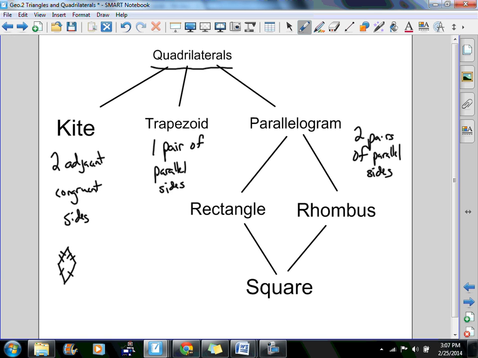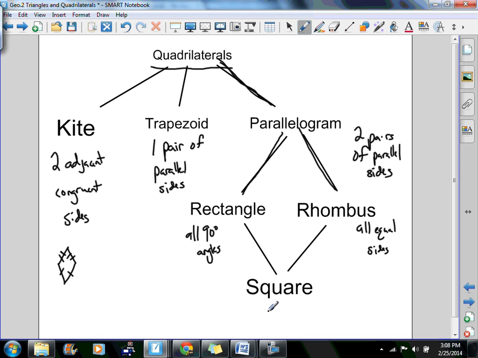Okay, so when you have a parallelogram, it can get more specific than that. If you have a parallelogram with all 90-degree angles, then it's going to be a rectangle. And if you have a rectangle, it has to be a parallelogram. And all parallelograms have to be quadrilateral, so it moves up the chart like that. A rhombus, by definition, has all equal sides. All rhombuses, by definition, have to be a parallelogram. And all parallelograms have to be a quadrilateral, just like that.